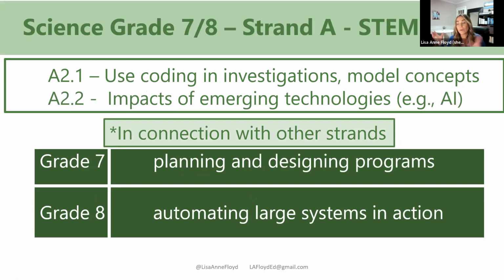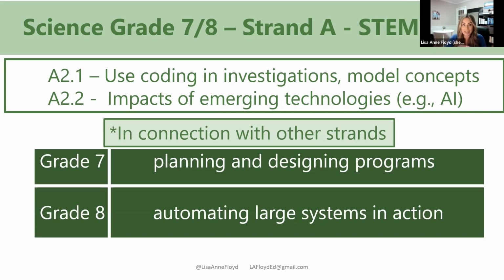In grade 7, what I might do is show students code for collecting temperature, maybe getting minimum and maximum values, and then let them plan out how they'll do that same application, but for sound or for acceleration or for light level. So let them adjust the code and plan it out as well. Or maybe you give them the code for the minimum value and they figure out how to calculate the maximum value. Automating large systems in action, again, it's so easy to connect to that strand in grade 8.